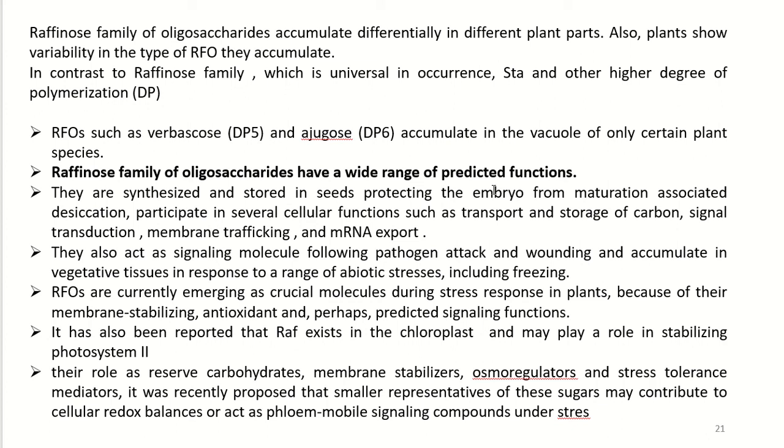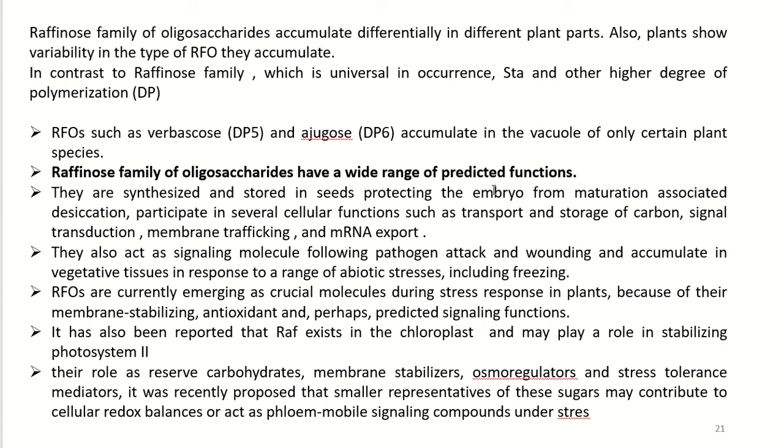It is also formed as a storage form of carbon. It also works as a signal transduction. It is also involved in membrane trafficking, and it also works in mRNA export. So that can also be asked in the examination.